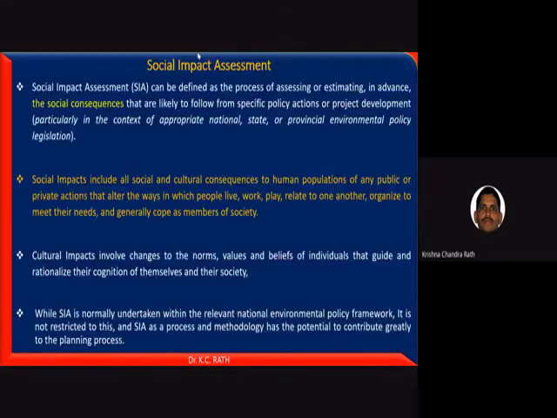Then we move to social impact assessment. It can be defined as the process of assessing or estimating in advance the social consequences that are likely to follow from specific policy actions or project development, particularly in the context of appropriate national, state, or provincial environmental policy legislation.